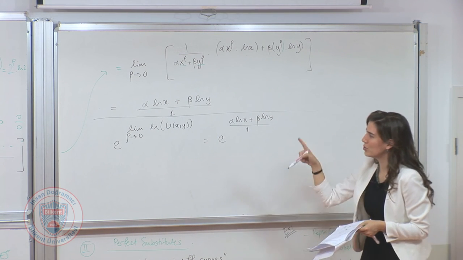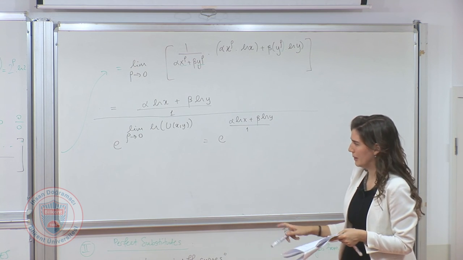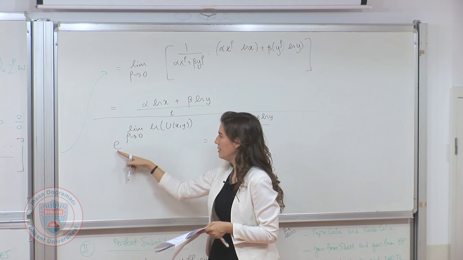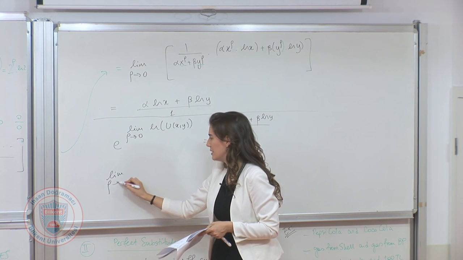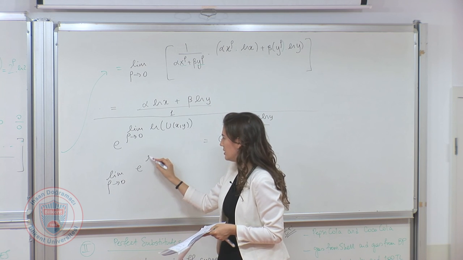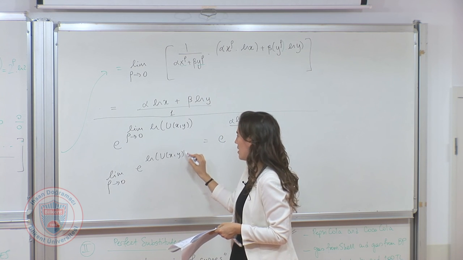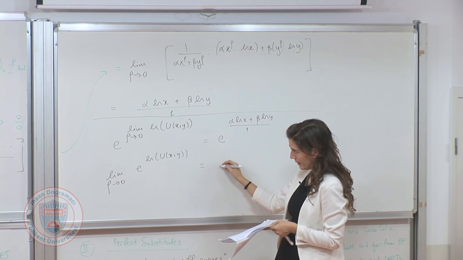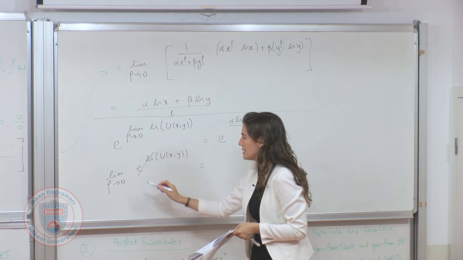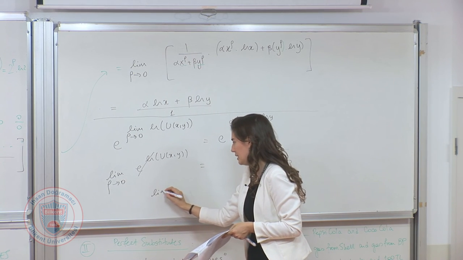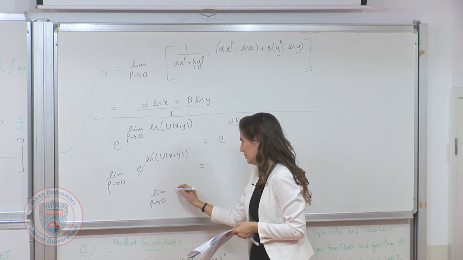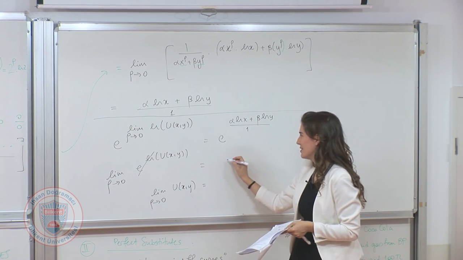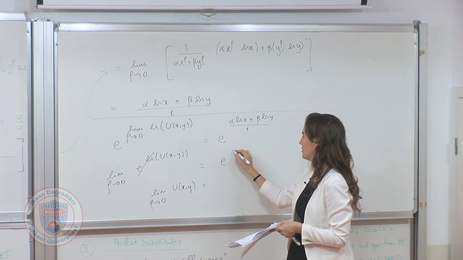So what I did, I took the exponential of both sides, and then I can change the order of the limit and the exponential, because it's continuous. E to the power ln u of xy, right? And I change the order, so that's fine. So these guys cancel out. This is basically the limit when rho goes to zero of u of xy, right? And then this becomes, we're done.